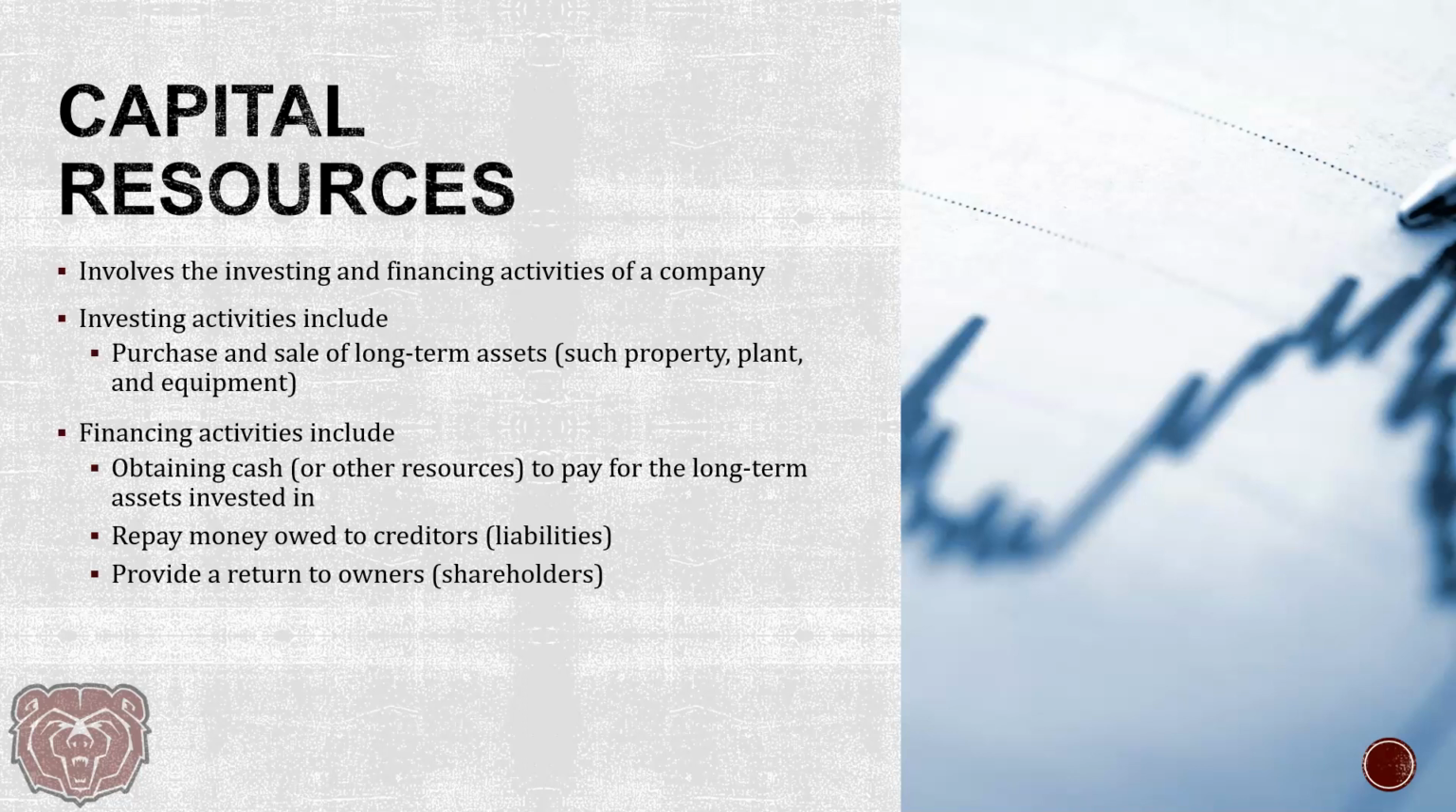The final one is the capital resources, and it involves the investing and financing activities of the company. So we talked about the operating activities, right? Those are the revenue and expense generating and incurring activities. Now we're going to talk about the investing and financing activities, or the capital resources. So investing activities are like purchase and sale of long-term assets, so property, plant, and equipment. If you remember, we talked about that in some of the prep videos. So property, plant, and equipment, those are all long-term assets. So the purchase and sale of those are going to be what we consider to be investing.